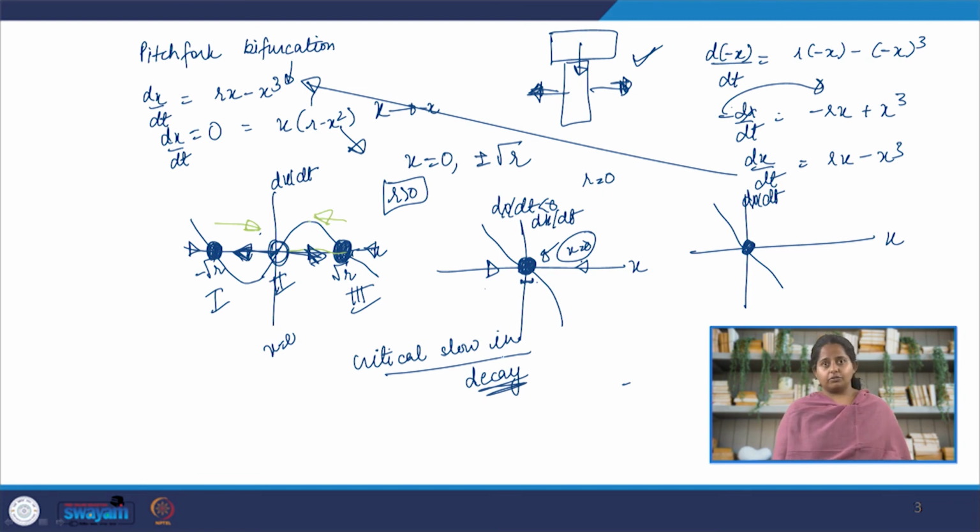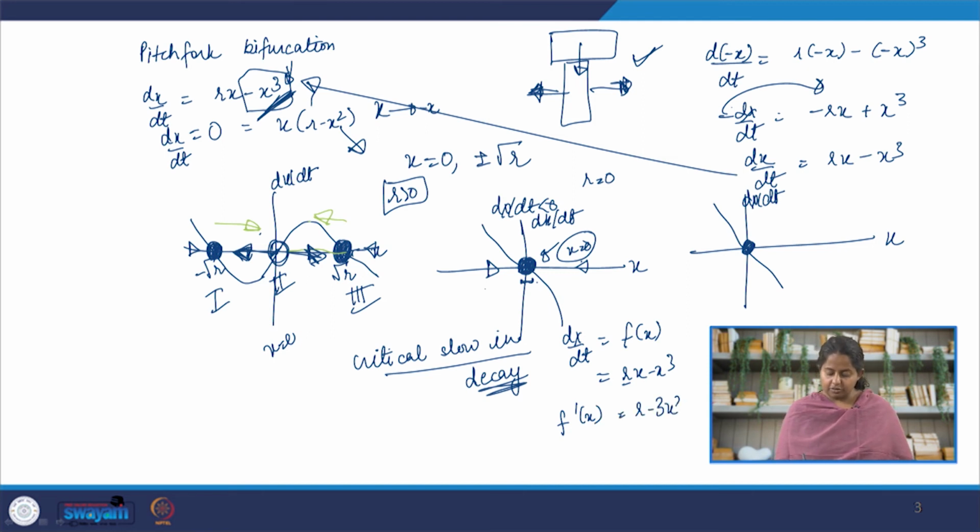So this is the case of supercritical. Now what is supercritical about this is the minus x cube. When we linearize around x equal to 0, we notice that it is this term that actually determines how things are going to slow down. So for example, remember linearization. If I say dx by dt, let's call it function f(x), is equal to rx minus x cube, and we are trying to linearize it around x equal to 0. So first we need to differentiate f(x), we are left with r minus 3x square.